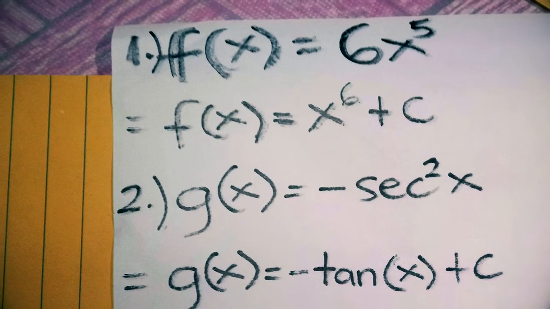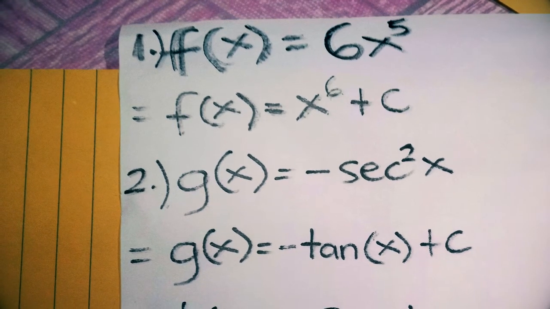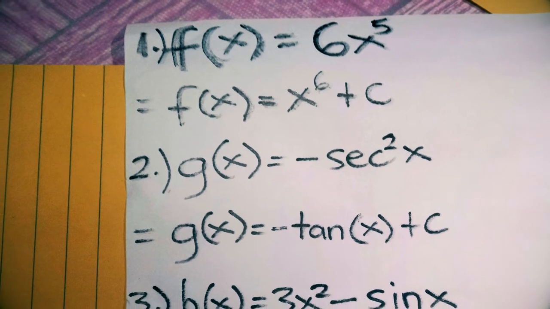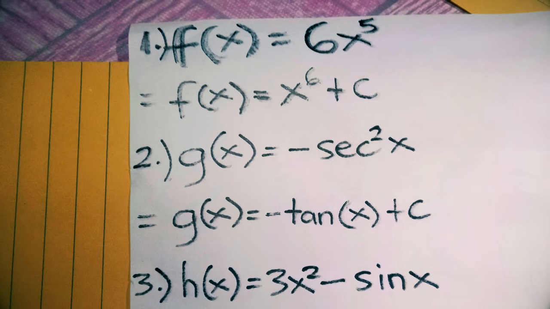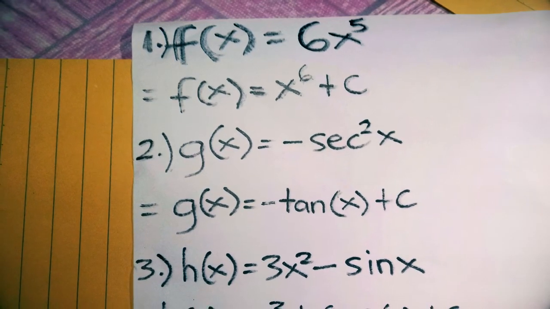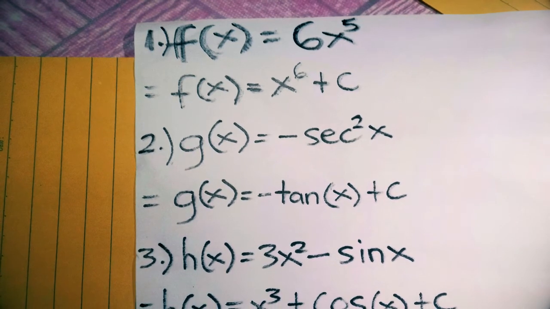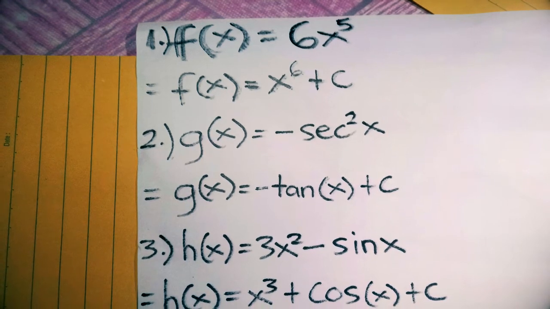Number 1. f of x equals 6x to the power of 5. The answer is f of x equals x to the power of 6 plus c. Number 2. g of x equals negative secant to the power of 2 x. And the answer would be g of x equals negative tan x plus c.